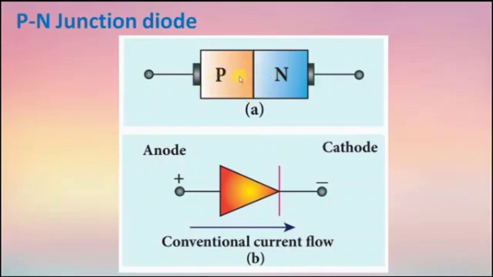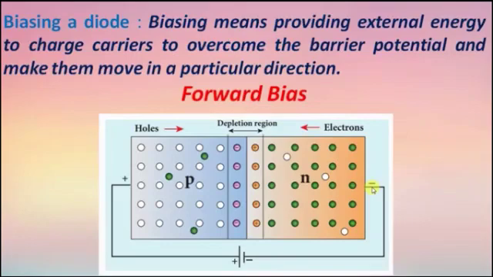This is the PN junction diagram. This is the circuit symbol of the PN junction diode. One side acts as the anode, the other is the cathode. The arrow mark denotes that the conventional current will flow from anode to cathode.